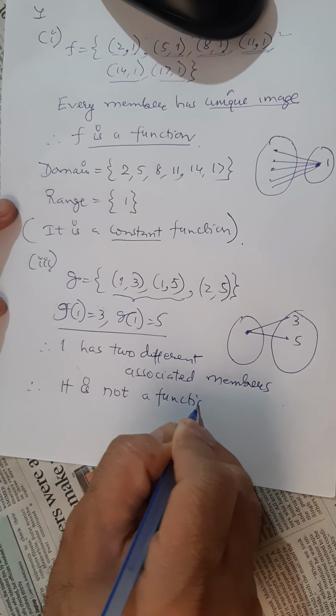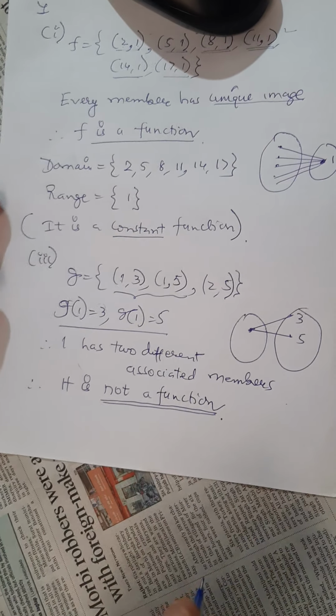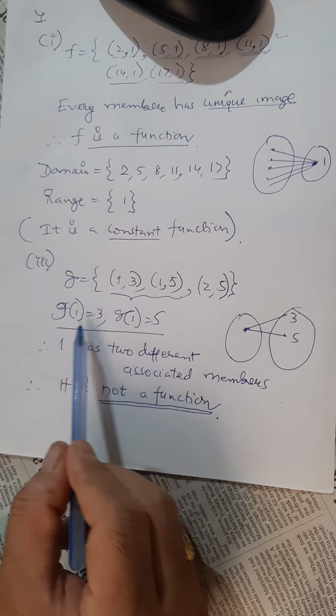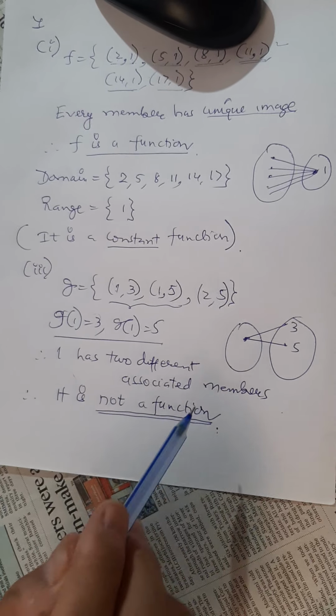It's just a relation. It's not a function, it is just a relation. 1 has two different images, as I have shown here. This is not possible in a function. This is just a relation.